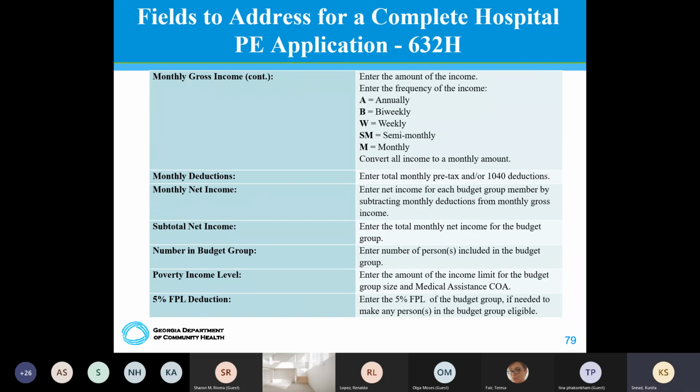And then right here, the gross income amount, it'll ask you the frequency. You need to make sure you use one of these: annually, of course, that's yearly. Then bi-weekly, weekly, semi-monthly, or monthly.